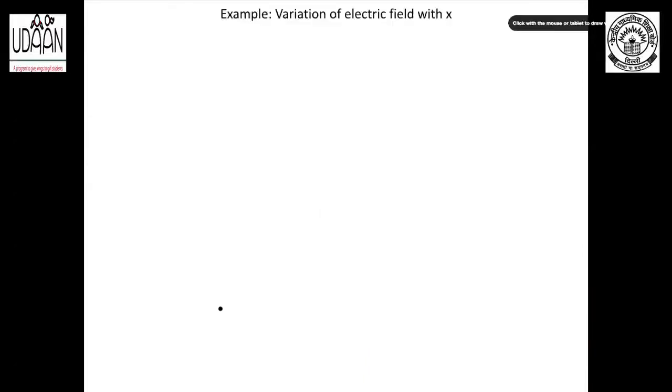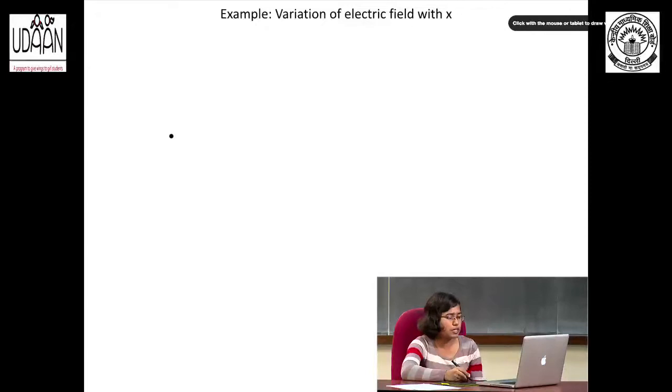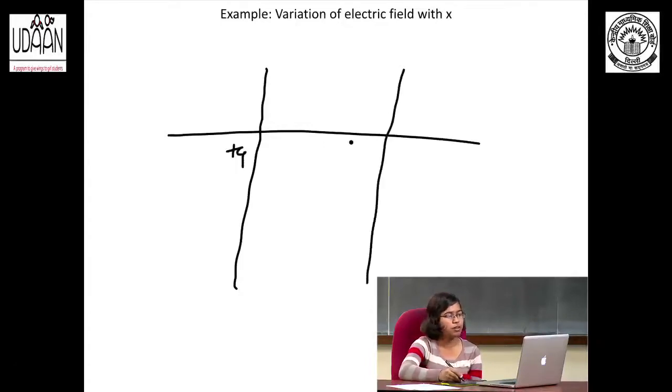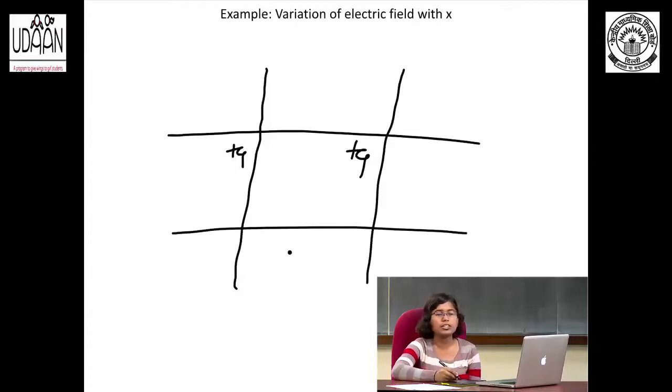Now let us see the variation of electric field with x. In this we will take a few cases. The first case is when both the charges have the same sign. Let us analyze the electric field in the various regions. In this region, the electric field due to charge 1 would be in plus x direction, as well as due to charge 2, it would be in the plus x direction. So the net electric field is in the plus x direction.